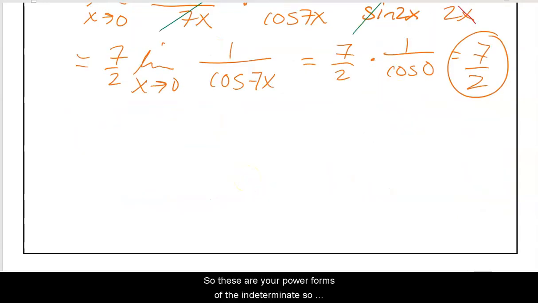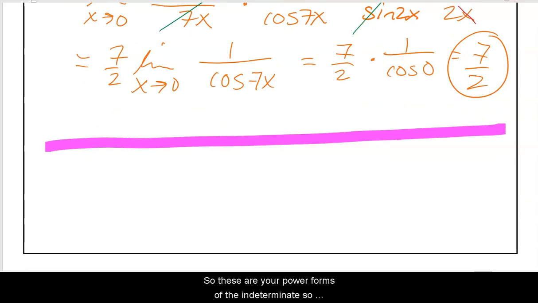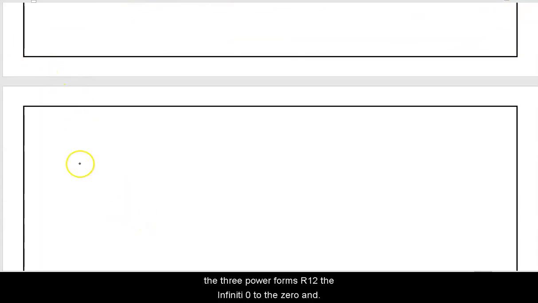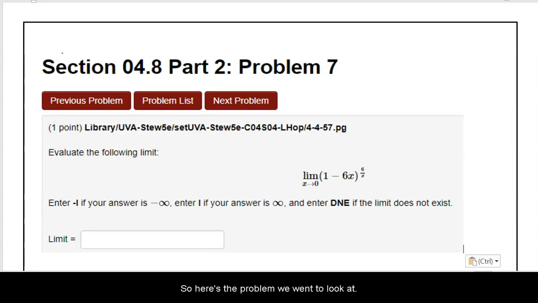So these are your power forms of the indeterminates. The 3 power forms are 1 to the infinity, 0 to the 0, and infinity to the 0. So here's the problem we want to look at. It says evaluate the following limit.